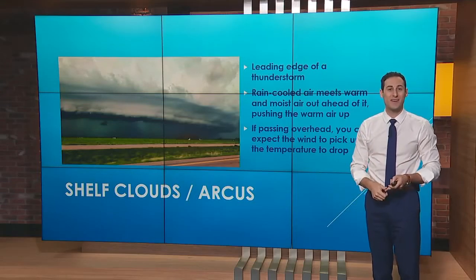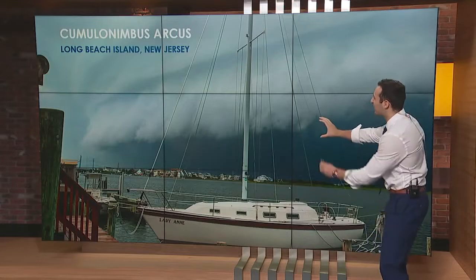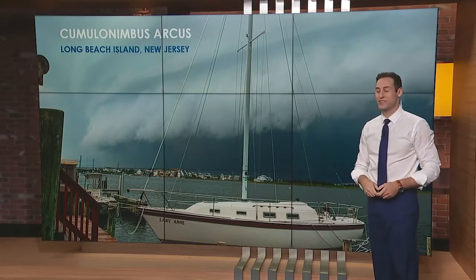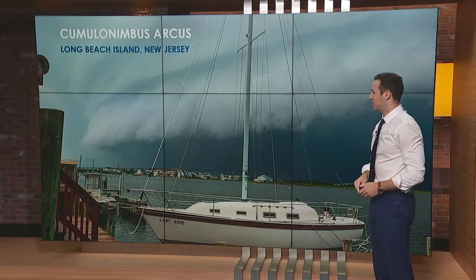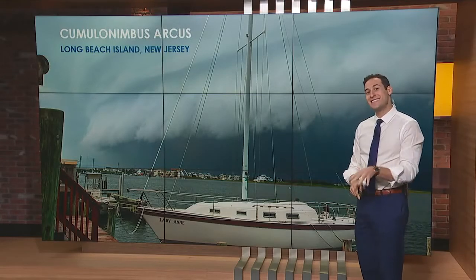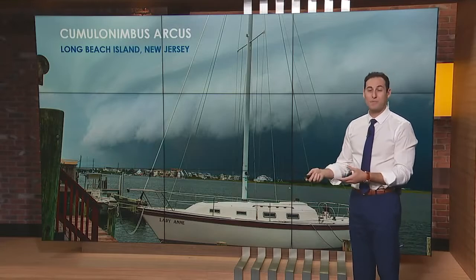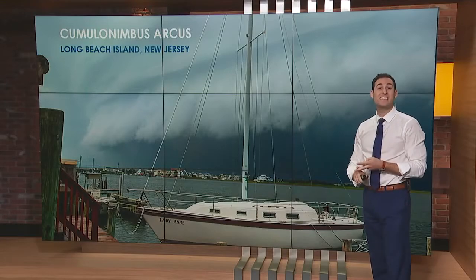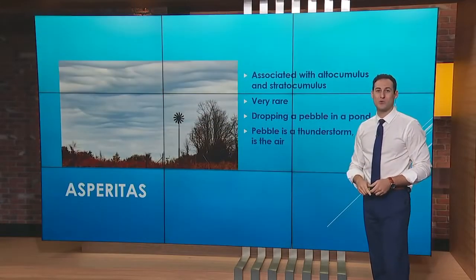You're going to get colder air, and it's going to be windy right in front of that thunderstorm. And this can look very impending and dooming. This is from Long Beach Island in New Jersey. And this kind of looks scary, this shelf cloud. And in this instance specifically, this could be a reason to be scared and start to seek shelter, because likely right behind this, there are downpours, windy conditions, and some thunderstorms.